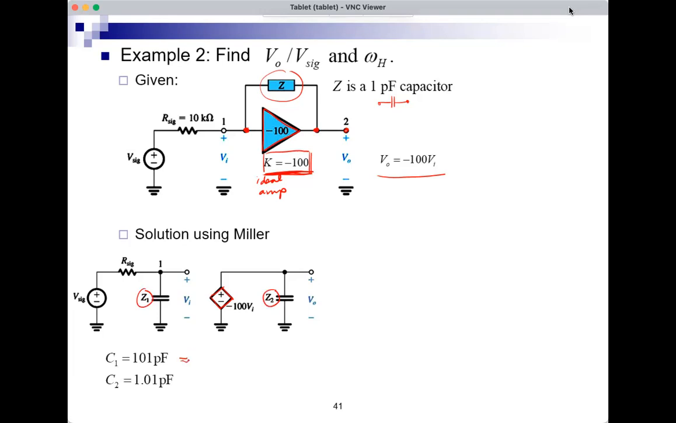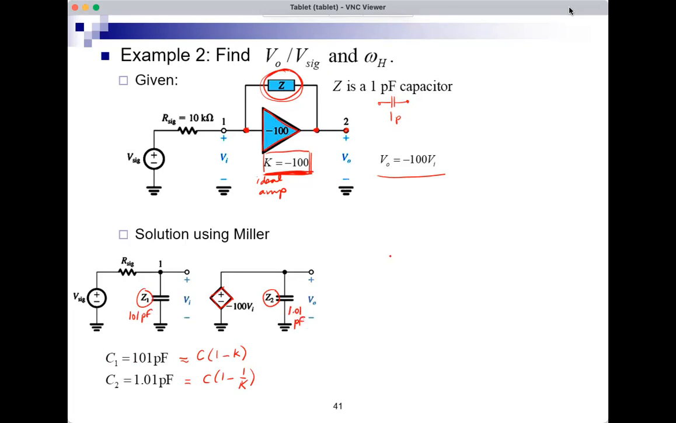Where did this come from? This is 1 minus K times C. This is C into 1 minus K. K is minus 100. C is 1 pico. So C1 is therefore 1 into 1 plus 100. C2 is C into 1 minus 1 over K. So this is 1.01 pico. So this capacitor that was here appears in the circuit as two capacitors. One of them is 101 picofarad, and the other is 1.01 picofarad.